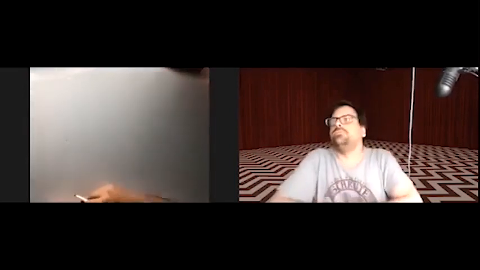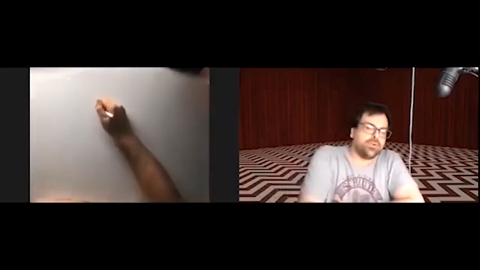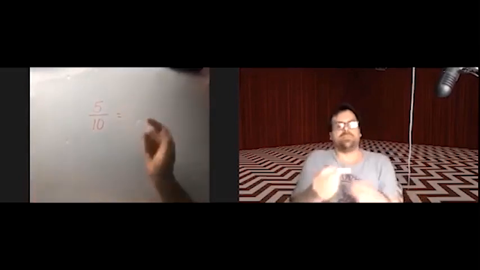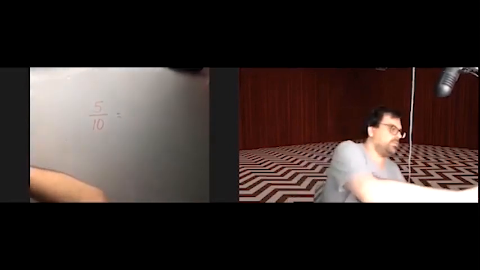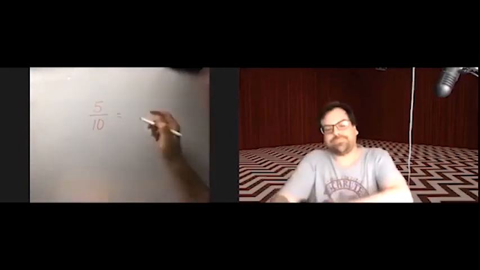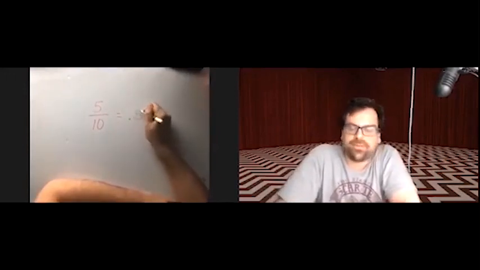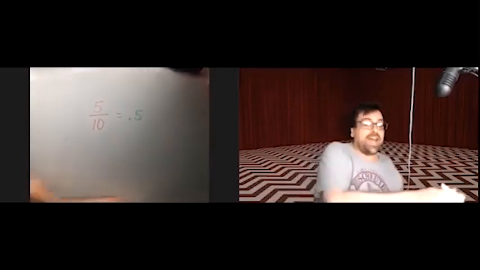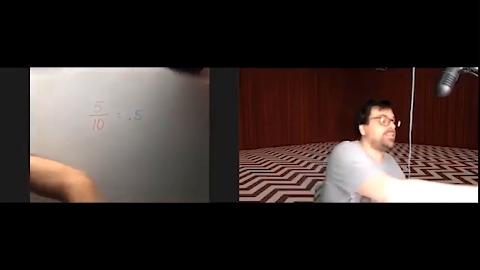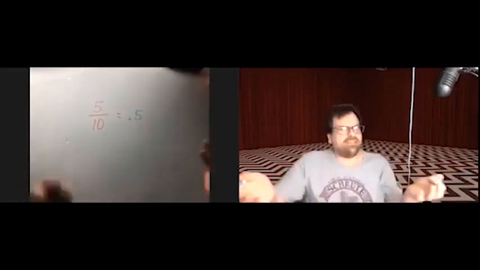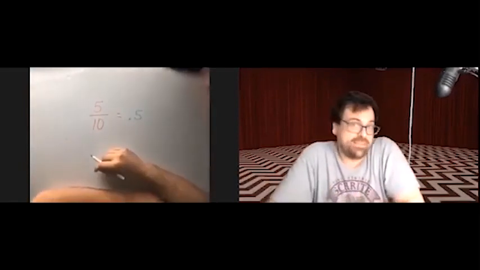We're going to go the other way now. Now we're going to start with fractions, and we're going to write them as decimals. Well, obviously, this is 0.5. And by that, I mean 5/10 is 1/2, and 1/2 is 0.5. But surely there's some math behind that, right?